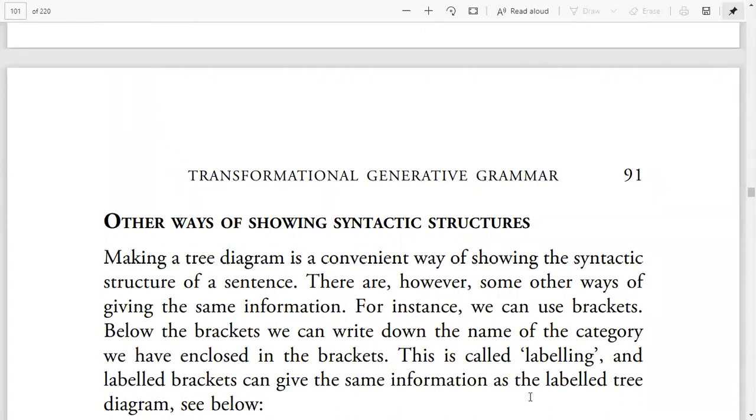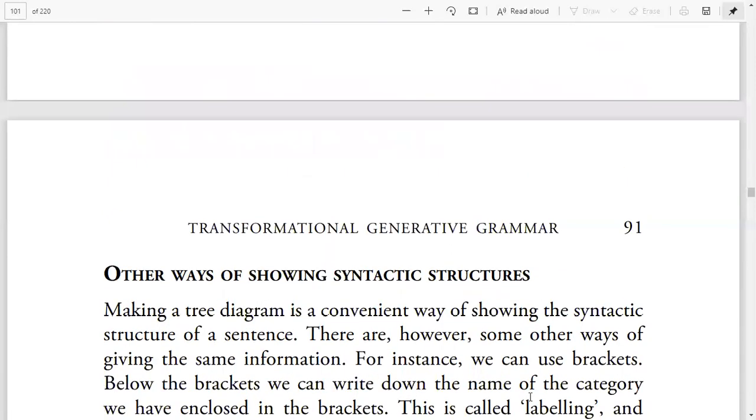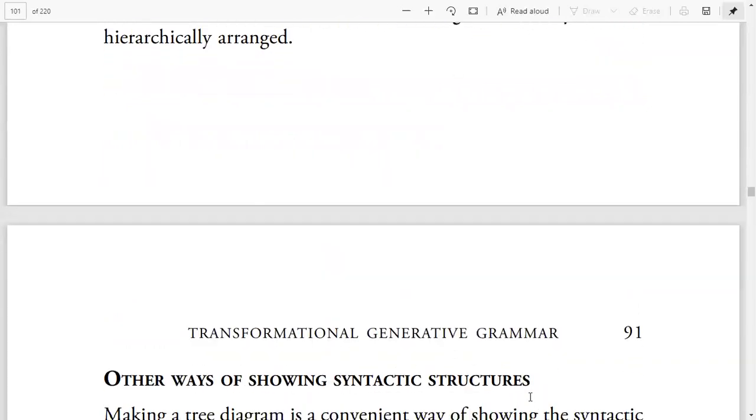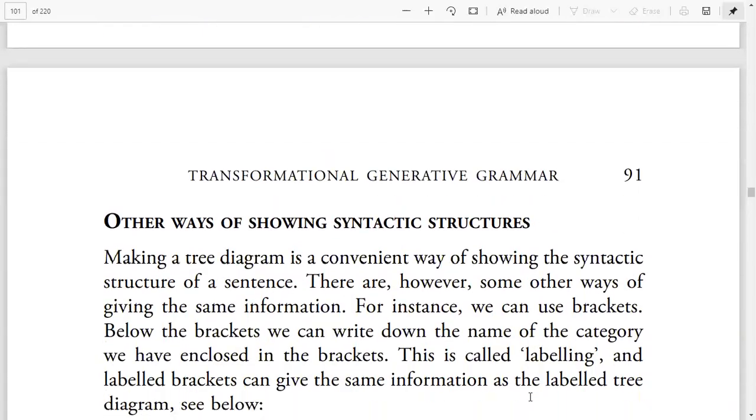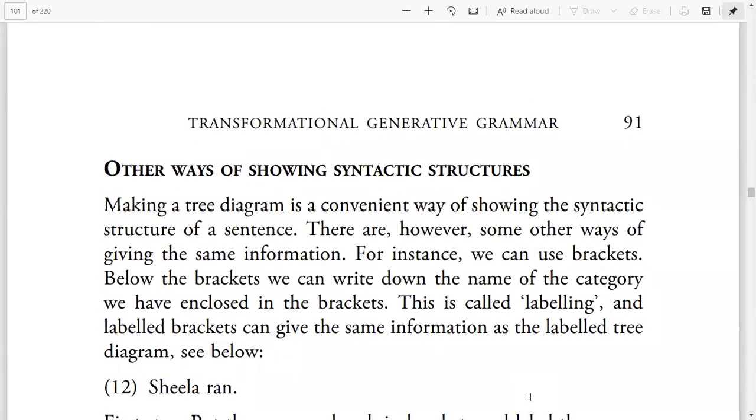So this tree diagram is one of the ways of showing syntactic structure in sentences, but we also have some other ways of showing syntactic structures. Drawing a tree diagram, or showing the syntactic structure of the sentence through a tree diagram, is easier than the other structures, although it covers more space, right? And still it is easier.